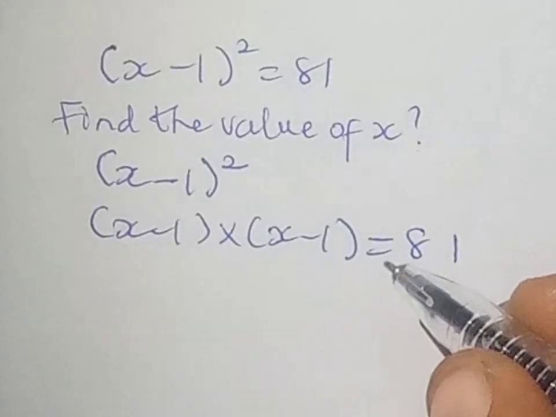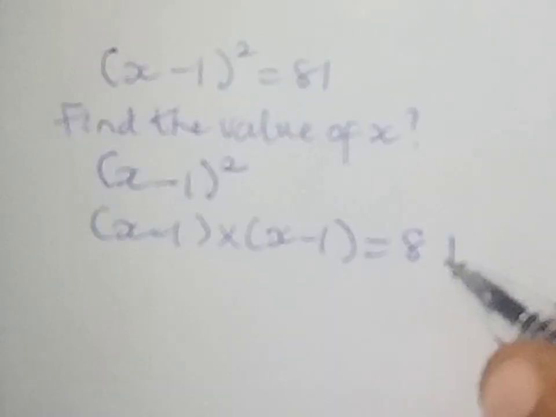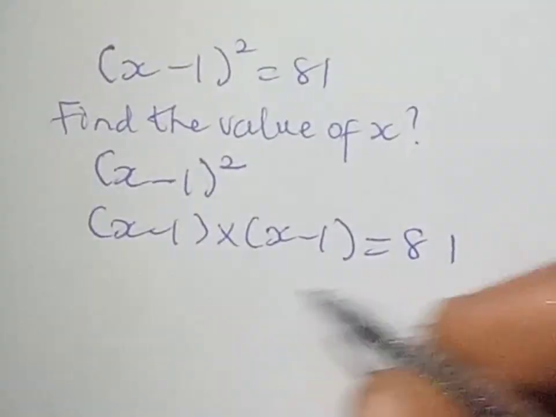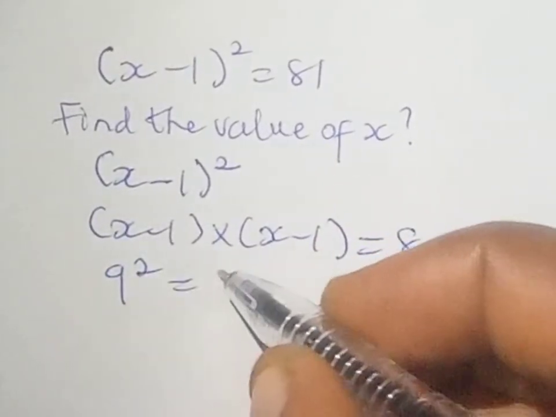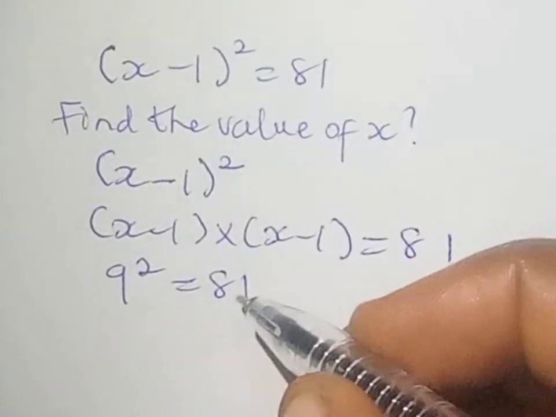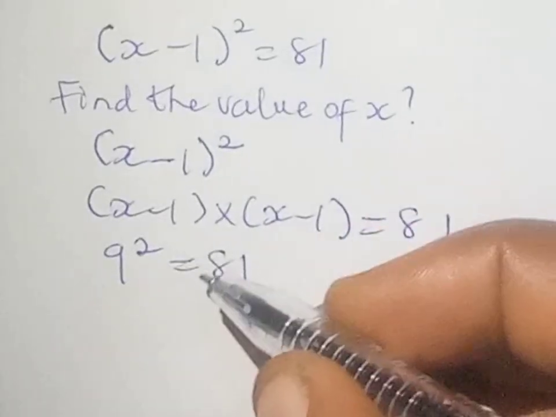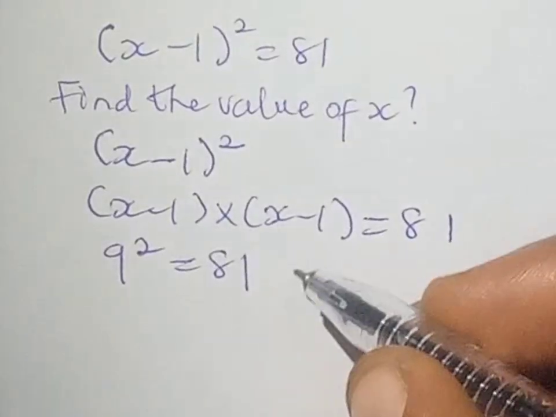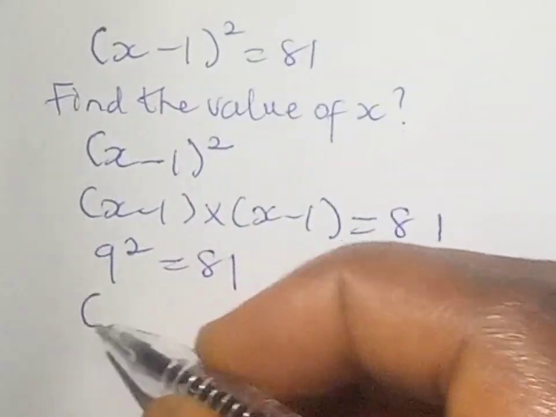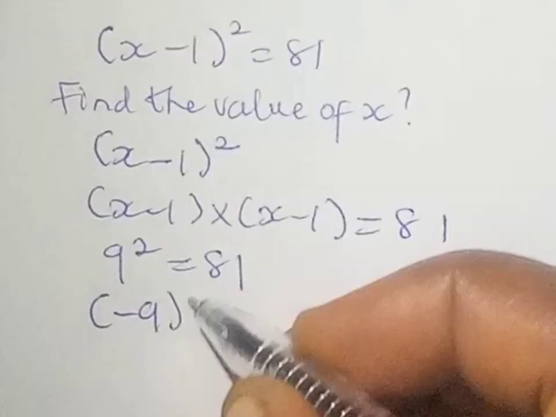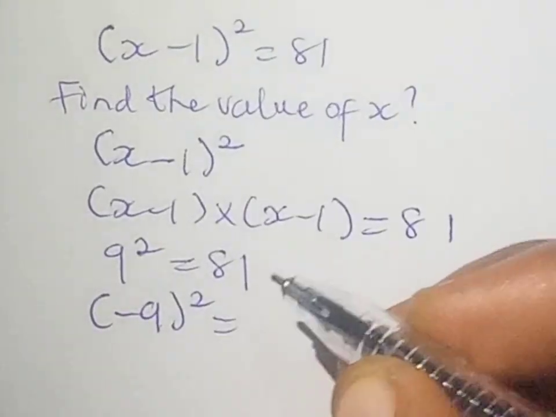Now, what numbers have a square of 81? Many people immediately answer 9, because 9² will give us 81. That's correct, but that's not the whole answer. Remember that (−9)² will also give us 81.